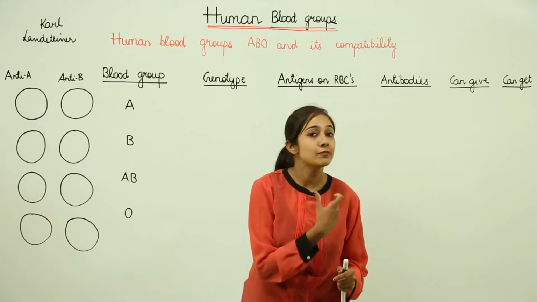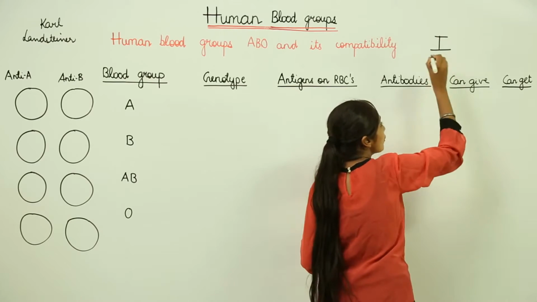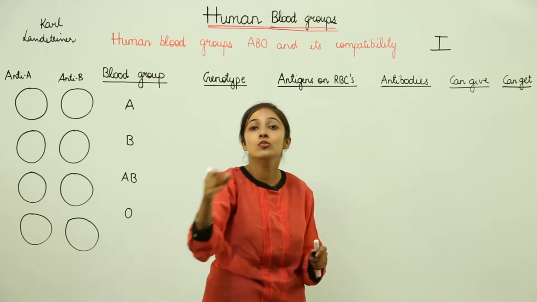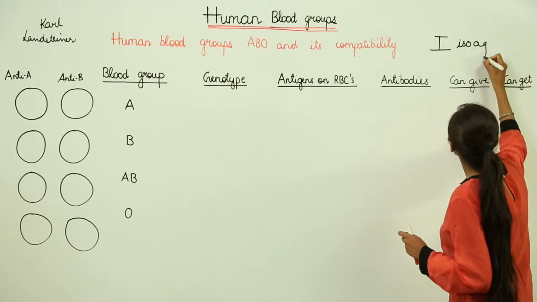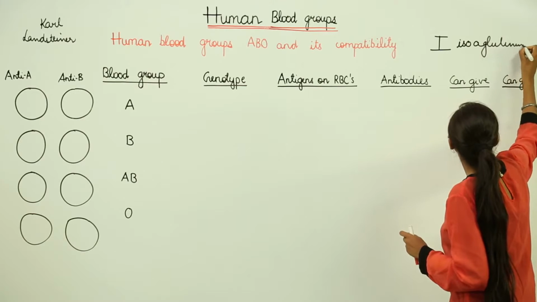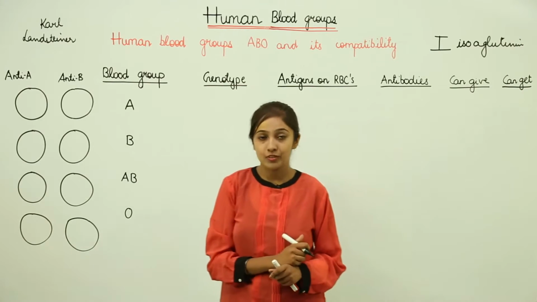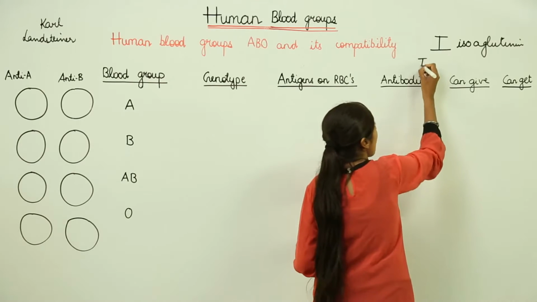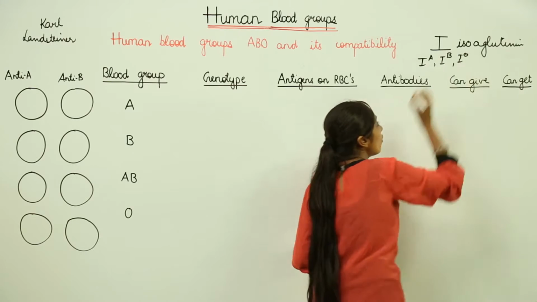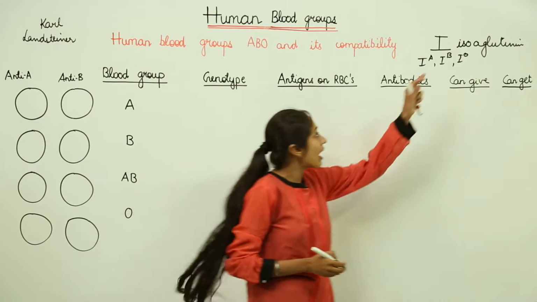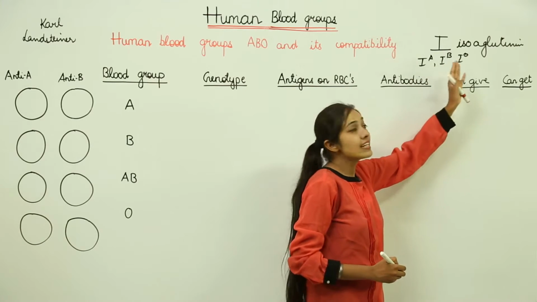Now when we talk about the blood grouping system, the blood group is determined by a very special gene, the I gene. It stands for iso-agglutinin. This I gene has 3 alleles: IA, IB and IO.